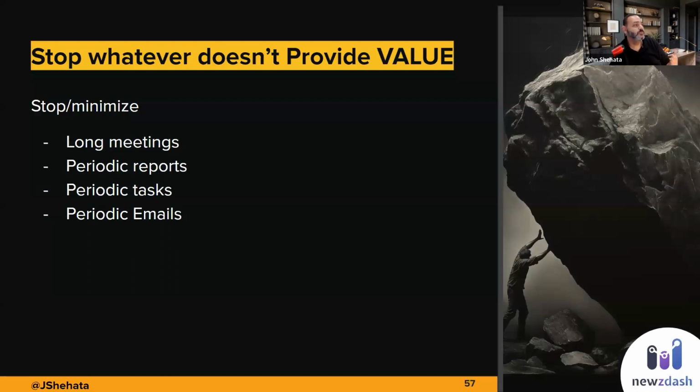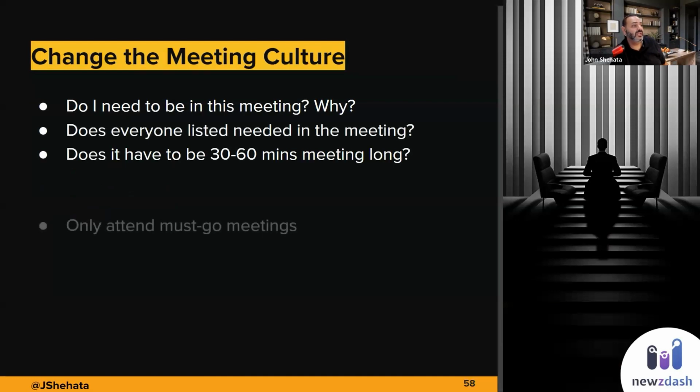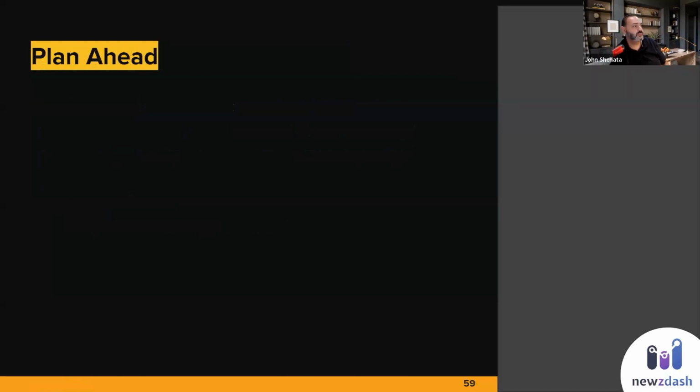Stop whatever doesn't provide value: long meetings, periodic reports, tasks, emails, and so on. Change the meeting culture. You don't have to be in every meeting, right? If you don't add value to that meeting, you don't have to be in it. The same thing applies for your team, right? I applied this to myself, and I cut down my meetings by maybe 10 to 15%.